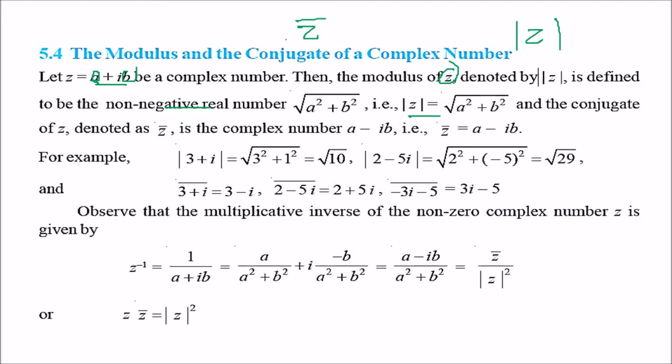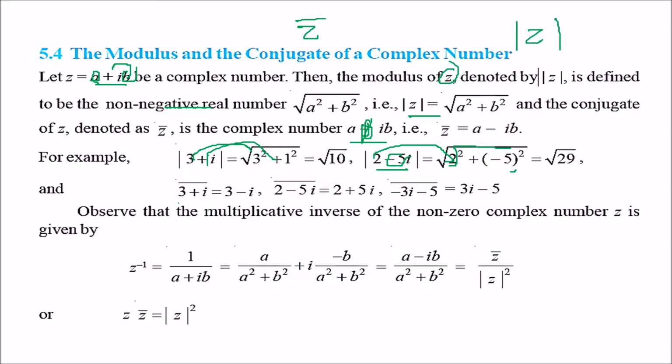Conjugate is represented by z bar. So for the complex number a plus ib, the conjugate is nothing but a minus ib. How? Because for a plus ib, you just change the sign of the value which comes with i. So a plus ib, you make a minus ib. Let us take a certain example. 3 plus i, you have to take the modulus. So 3 square and what is here? 1 square. What about this? 2 square and minus 5 whole square, and add them and take square root.